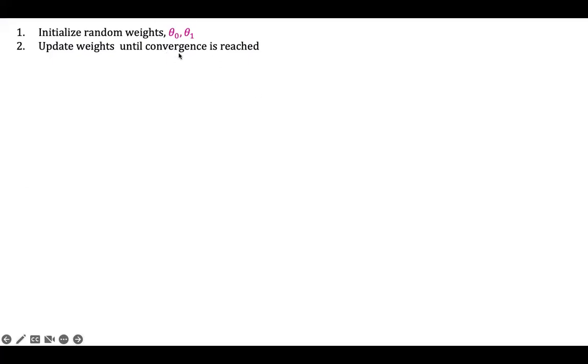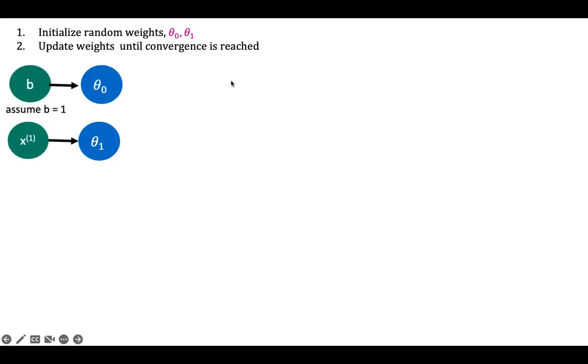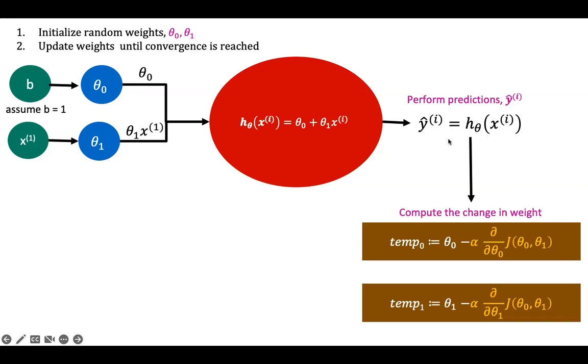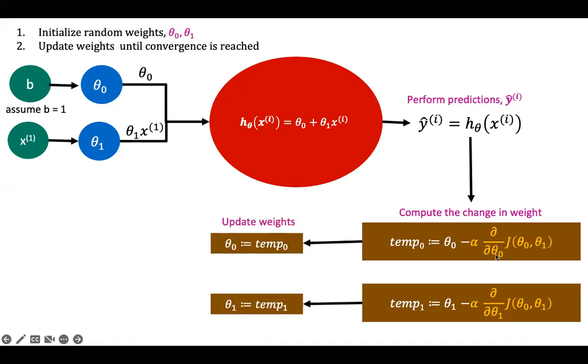Okay, now the basic procedure of gradient descent, for your review. We initialize random weights, theta 0 and theta 1. We update weights until convergence is reached. We have the bias and predictors, each having weights. Taking the weighted sum, we perform the predictions using the weighted sum, and then calculate the cost. Then compute the change in weight by computing the partial derivative of the cost function with respect to theta. Update the weights, and do this again and again until we reach some convergence or some number of iterations.